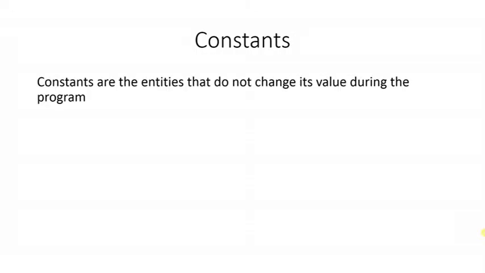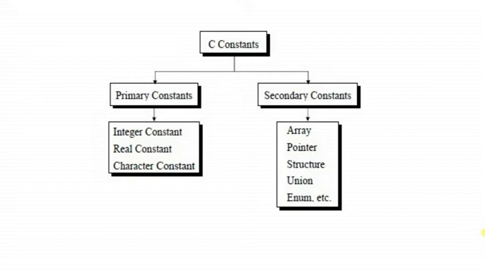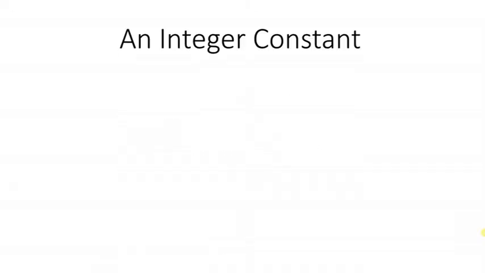Today we will be discussing constants, variables and the keywords. First, constants are the entities that do not change their value during the program execution. These can be broadly classified as primary and the secondary constants. Talking of the primary constants first, the integer constant.